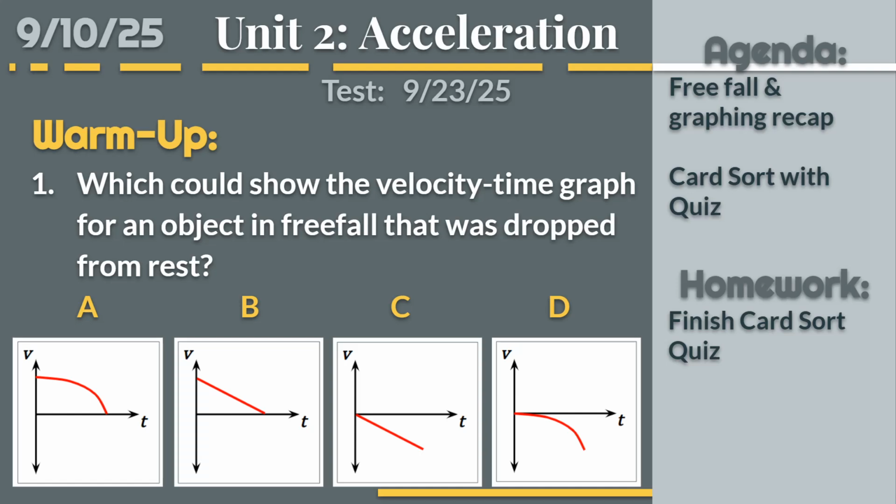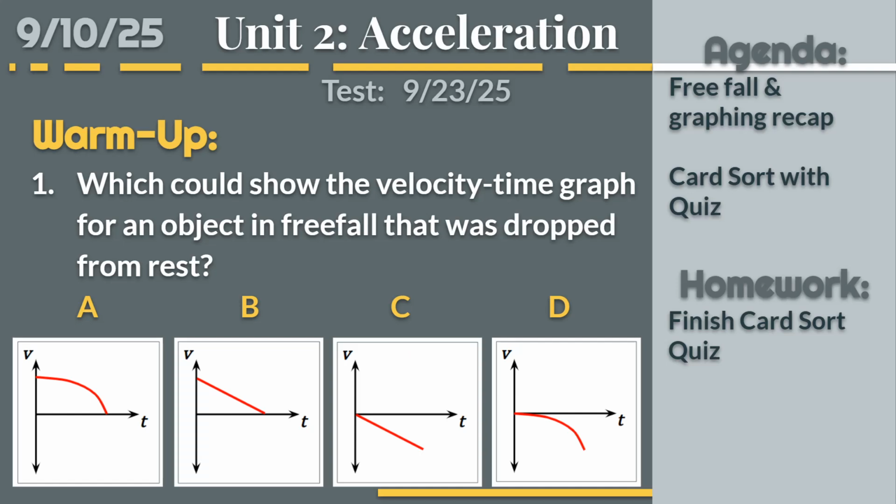That would represent an object dropped from rest. It's accelerating at a constant rate. Specifically, there are no numbers on this, but it would be at negative 9.8 meters per second squared. Okay, so you need to be able to interpret graphs, and that's something you're going to be doing today in class once we get to the card sort. So it's important that we review it real quick now as well.